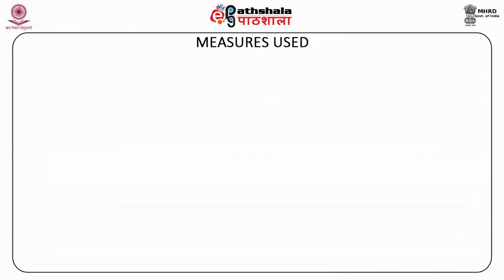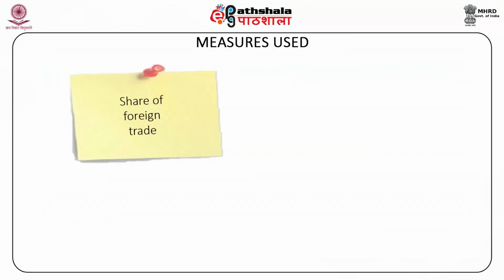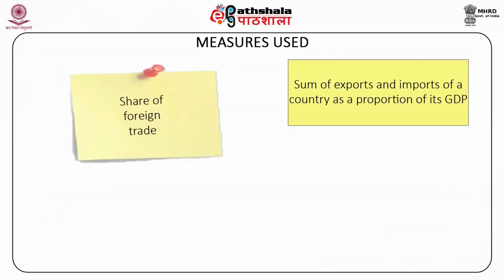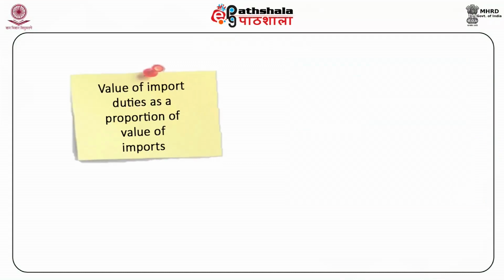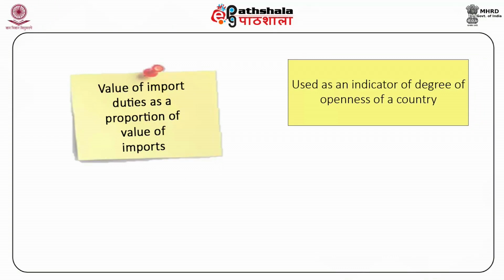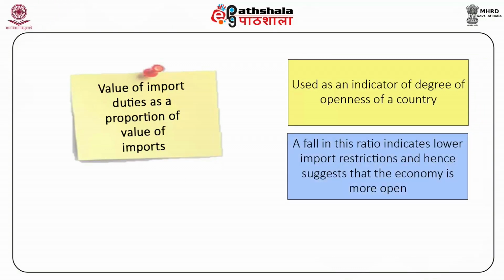Some of the measures that could be used are: share of foreign trade. It is the sum of exports and imports of a country expressed as a proportion of its GDP. This is most widely used as an indicator of degree of openness of a country. Value of import duties as a proportion of value of imports. This is often used as a measure of openness. A fall in this ratio indicates lower import restrictions and hence suggests that the economy is more open.